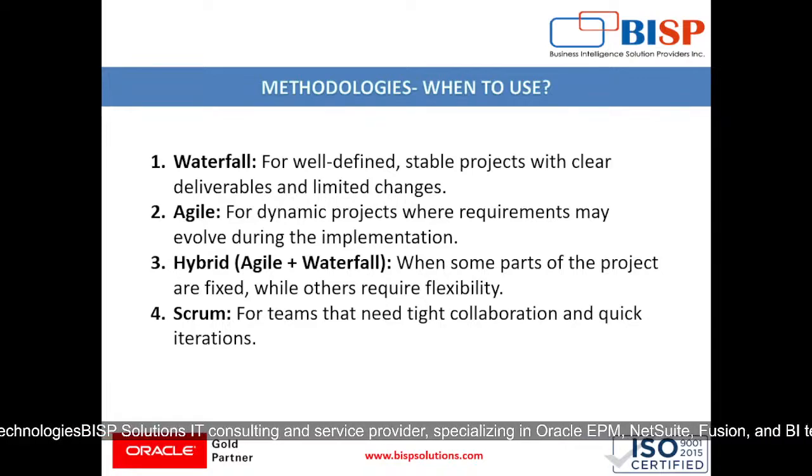Then comes when to use these methodologies. Waterfall is for well-defined, stable projects with clear deliverables and limited changes. Agile is for dynamic projects where requirements may evolve during the implementation. Hybrid, which includes agile plus waterfall, is where some parts of the project are fixed while others require flexibility. Then Scrum is for teams that need tight collaboration and quick iterations.